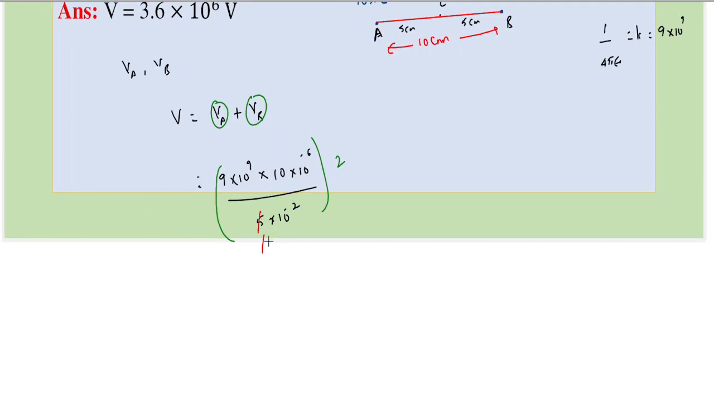So from here, 5 ones are 5, 5 twos are 10, and this would give us 10 power minus 4, 10 power plus 9 minus 4, that is 10 power plus 5. Therefore, what we get from here is 2 into 2 is 4 and 4 into 9 is 36. That is 3.6 into 10 power plus 5 volt. So this is the potential at this point C.